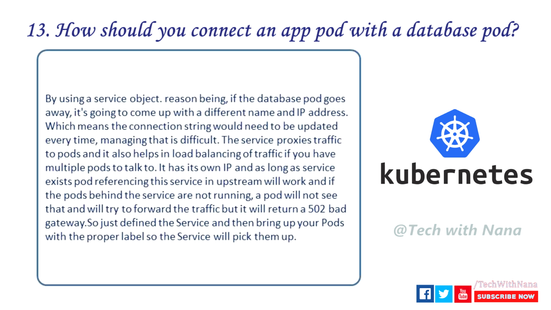It has its own IP, and as long as the service exists, a pod referencing this service in upstream will work. If the pods behind the service are not running, a pod will not see that and will try to forward the traffic, but it will return a 502 bad gateway. So just define the service, and then bring up your pods with the proper label so the service will pick them up.